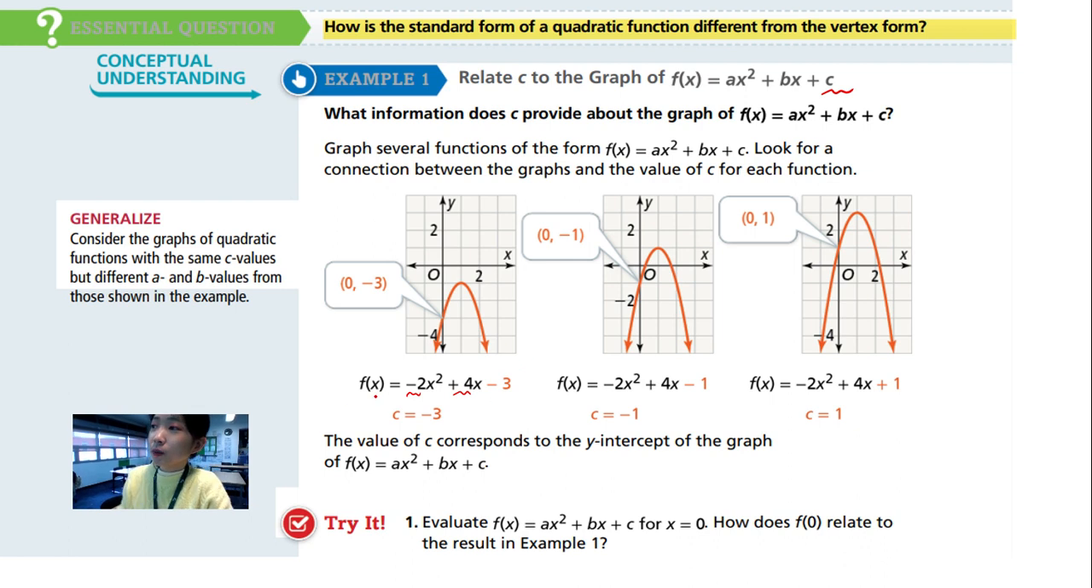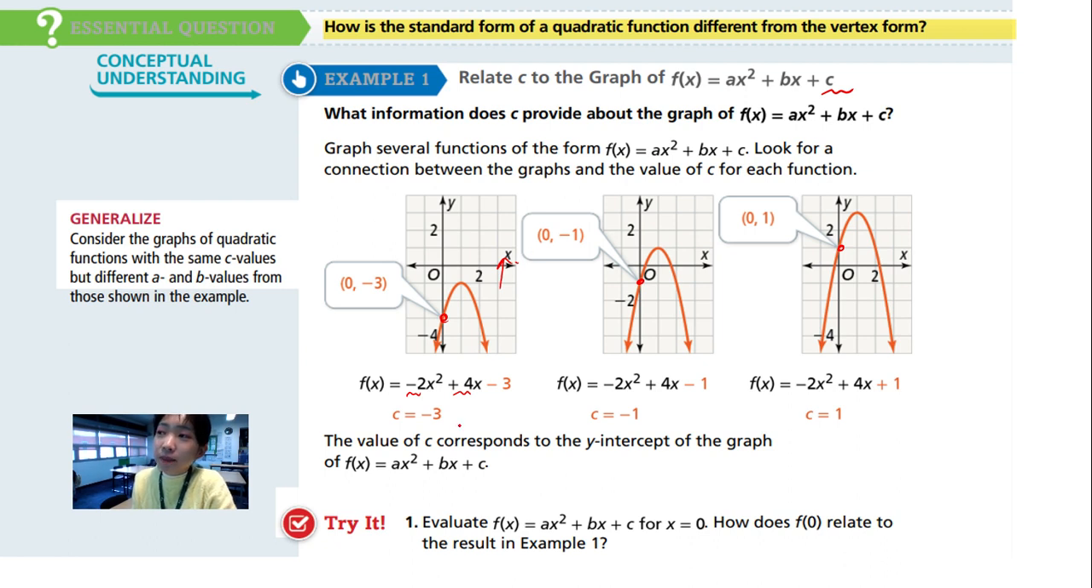So here we have c equal to -3. And then second graph, c is equal to -1. Third graph, c is equal to +1. We see that the graph is the same. The shape doesn't change, but it moves upward, right? So the value of c corresponds to the y-intercept. If you look at the y-intercepts, you see that they go up depending on your c.